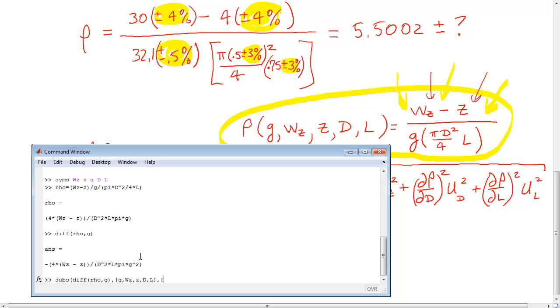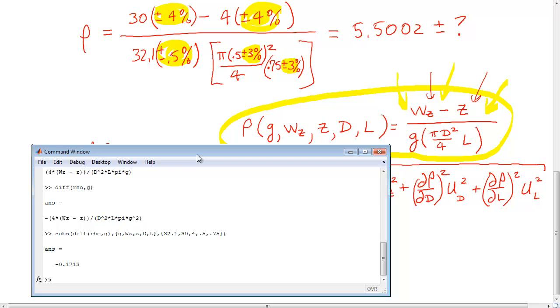The values I want to substitute for those are going to be, and let me be very careful about this, 32.1, 30, 4, 0.5, and 0.75. Now, let me take a quick break here and show you what I actually am substituting. First, let me hit the enter key, make sure that it'll work. Now, let me show you what I'm actually doing here.